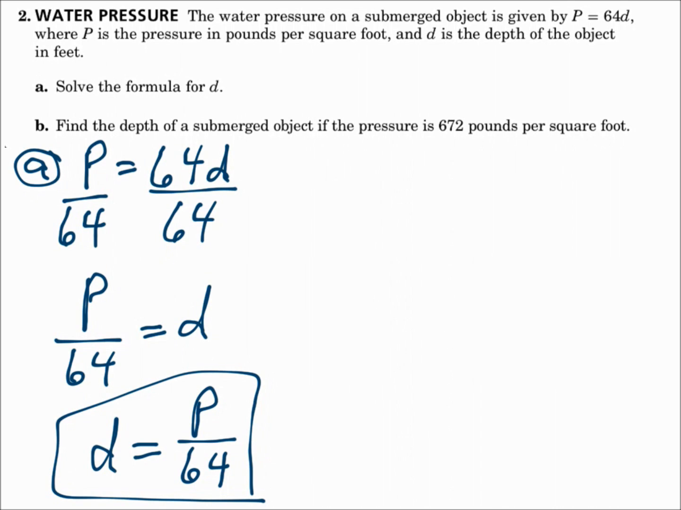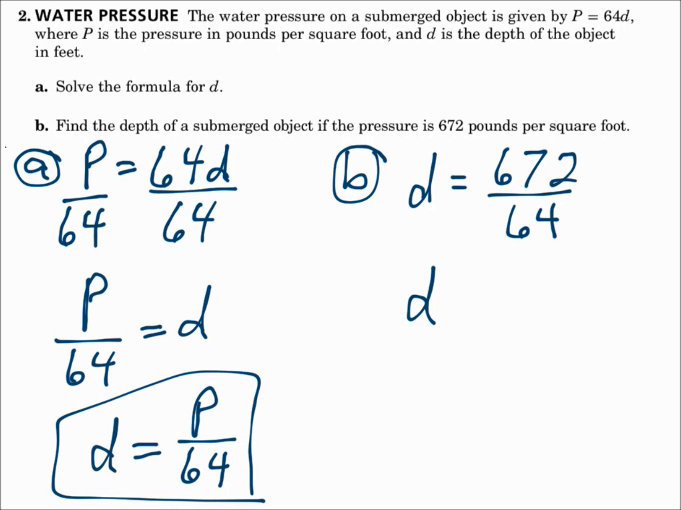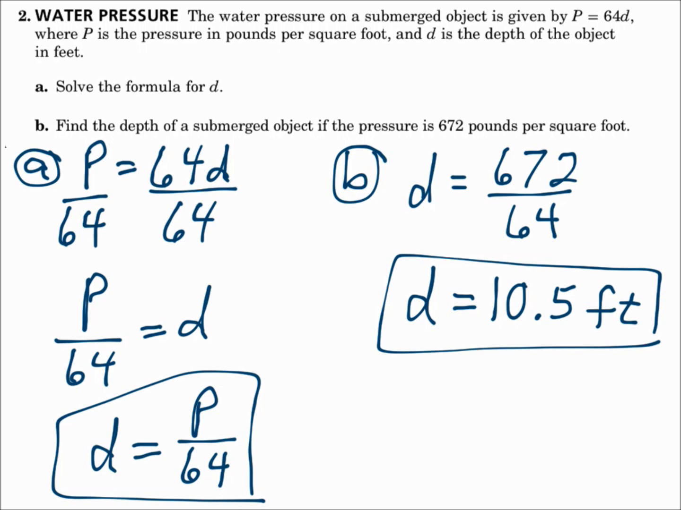B. Find the depth of a submerged object if the pressure is 672 pounds per square foot. Well, use the formula we just had, where D equals P over 64. What's P? 672. And that's over 64. So work that out. And D is 10.5 feet. Solve the formula for the variable that they ask for. Substitute in the values for the other variables and solve for yours.